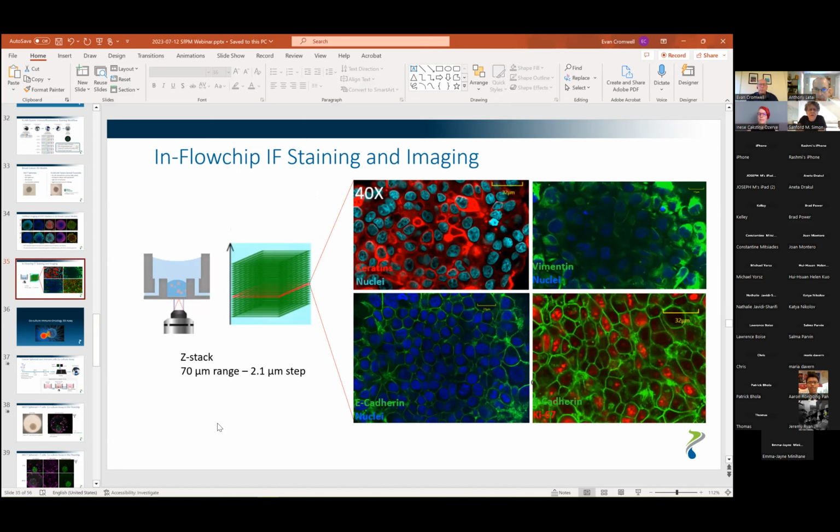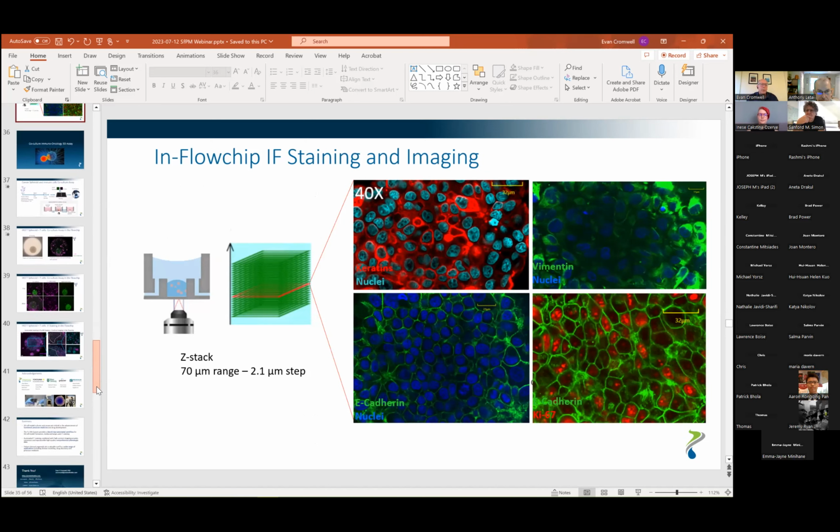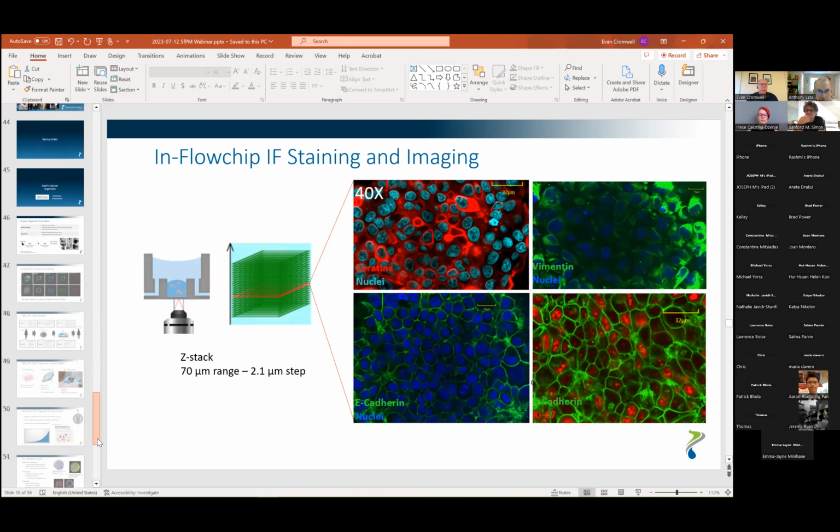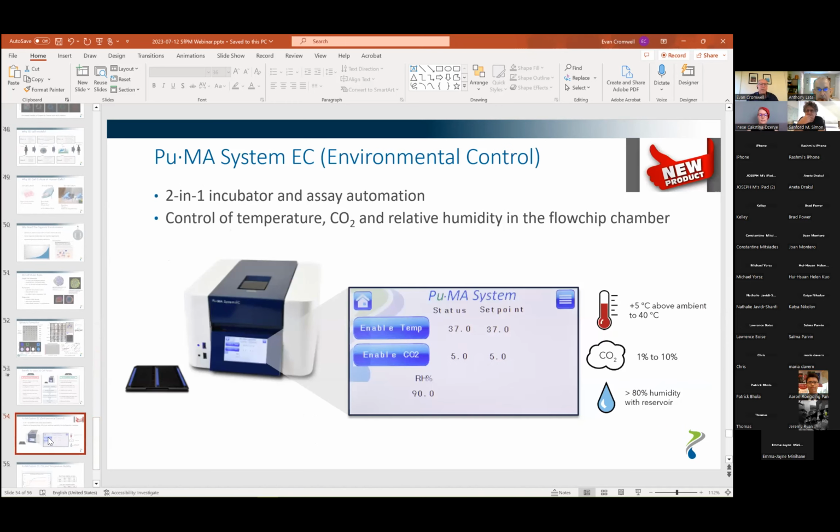Sure, a few questions. First, in the screening device, can you control the temperature, control the partial pressure of different gases? In particular, I'm concerned about oxygen. Yes, we can. We have just launched a new system. We call it our Puma System EC, which allows you to do environmental control. It keeps the sample at 37 degrees, or 5 degrees above ambient up to 40 C. You can't go too high because our plastics will start melting, but that's an aside. It allows CO2 control, and there's also an option for purging with nitrogen, so you can control oxygen levels.